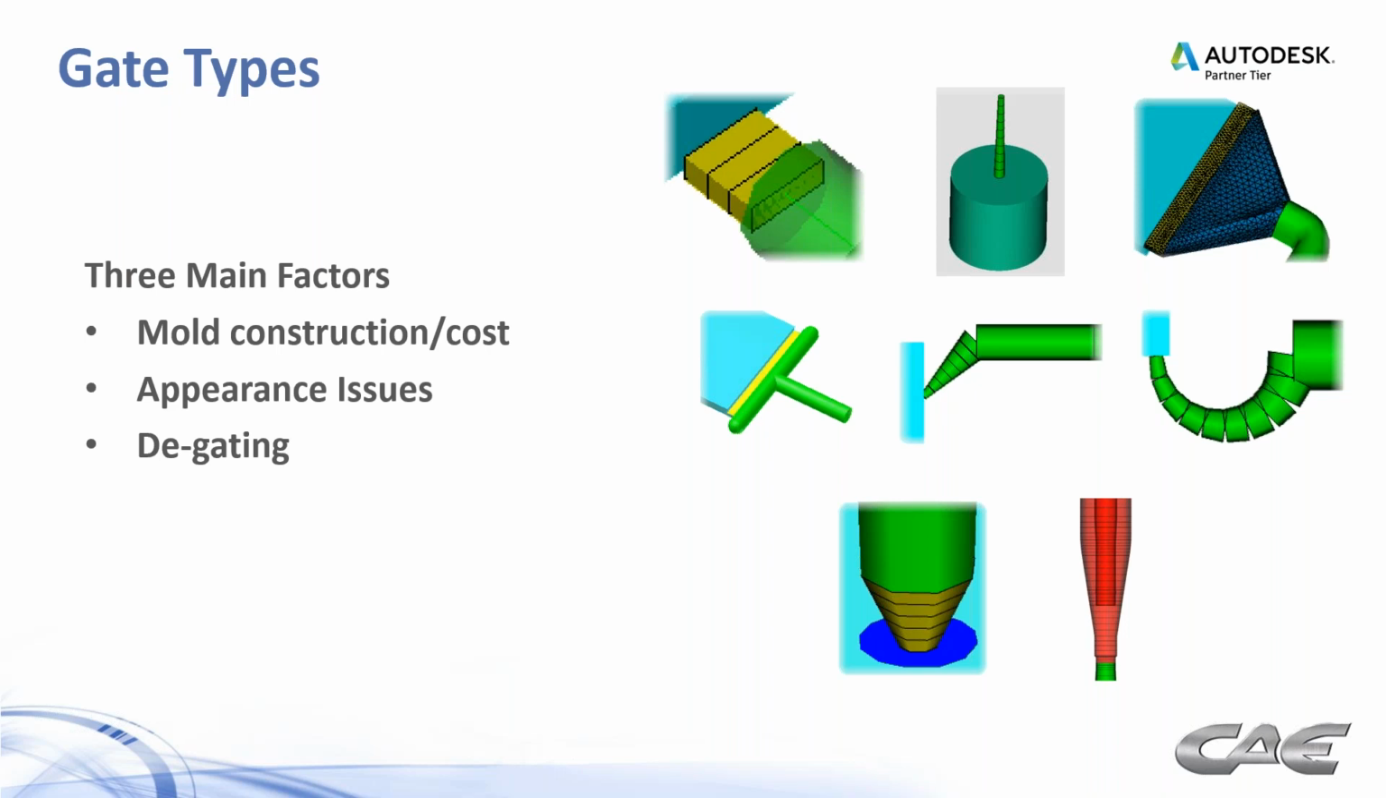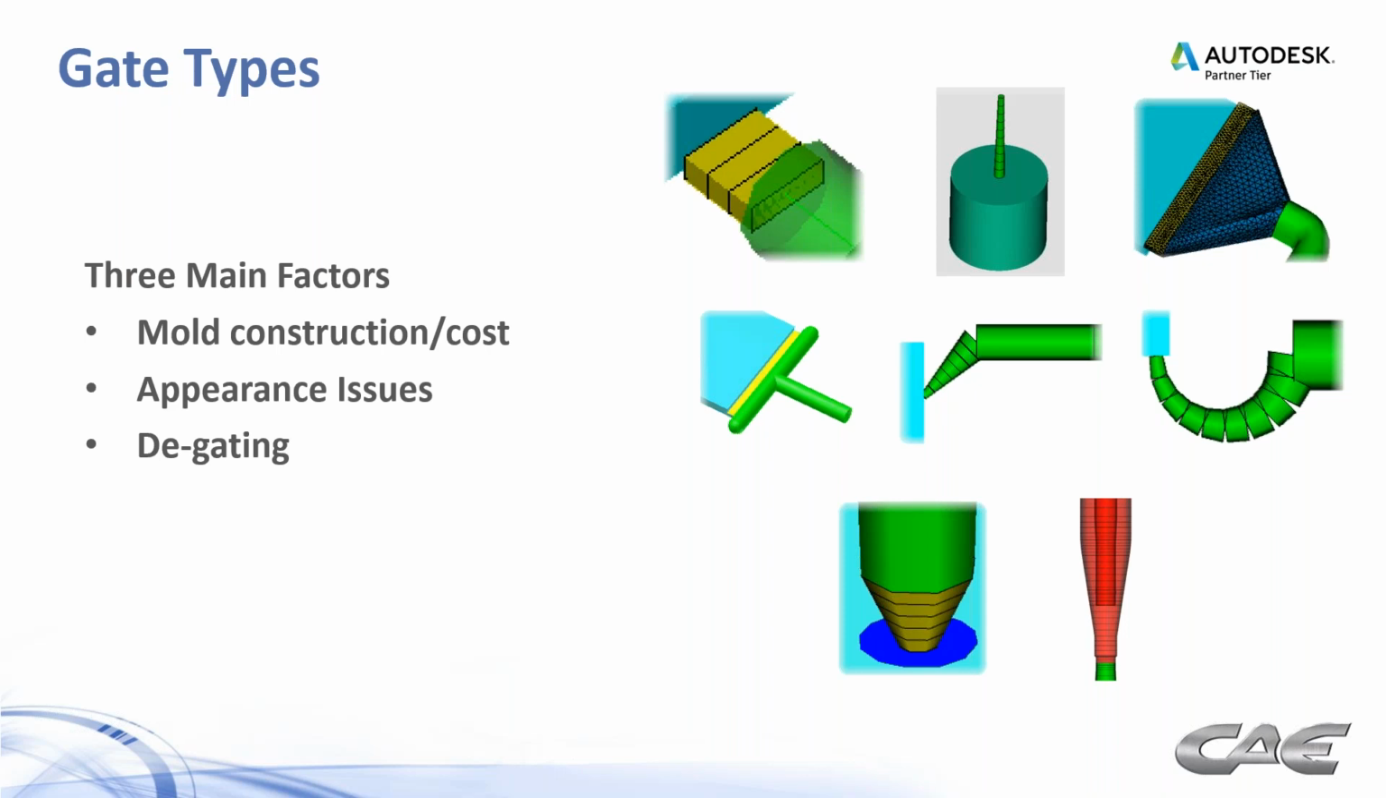Part of the filling analysis process is selecting a gate style, and you see a myriad of different gate styles there: edge gates, sprue gates, fan gates, flash gates, sub gates, cashew gates, pin gates, and hot drops. The three main factors that go into deciding what type of gate to use are, first, how the mold's being constructed, of course.